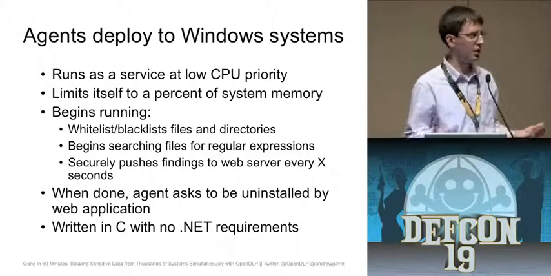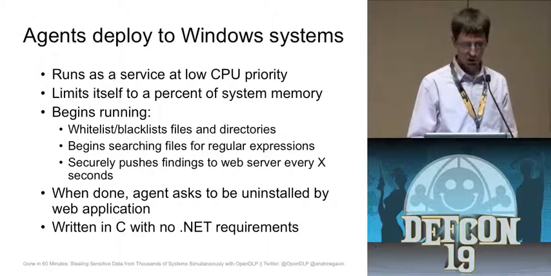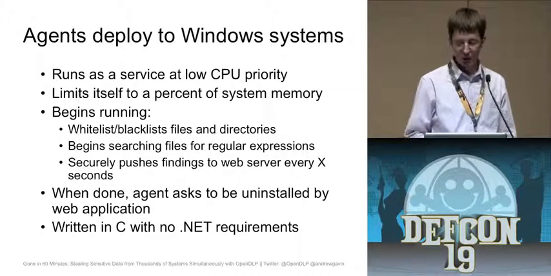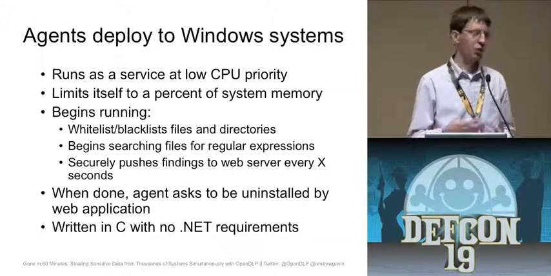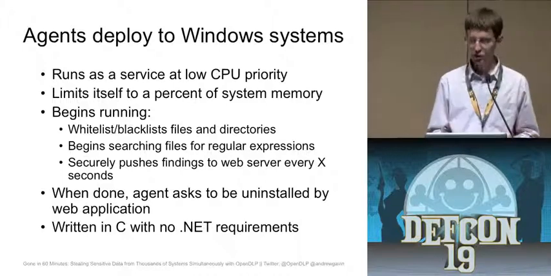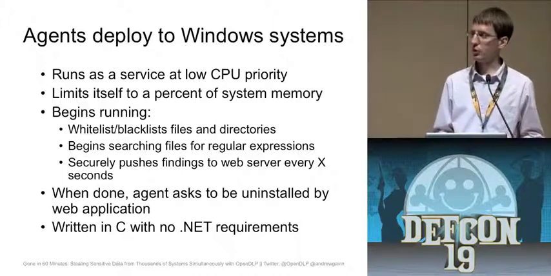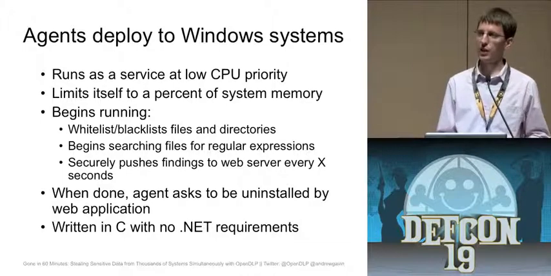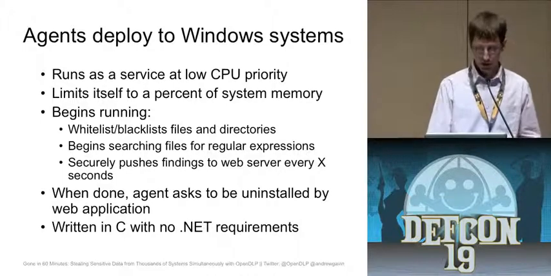So like 10% of system memory or 20% or whatever you decide to use. Finally, when it's done, it's going to go through the whitelist and blacklist and scan the resulting files. And then every so often it's going to ping back to your web app with results, and it'll give little status updates. And this is done securely.